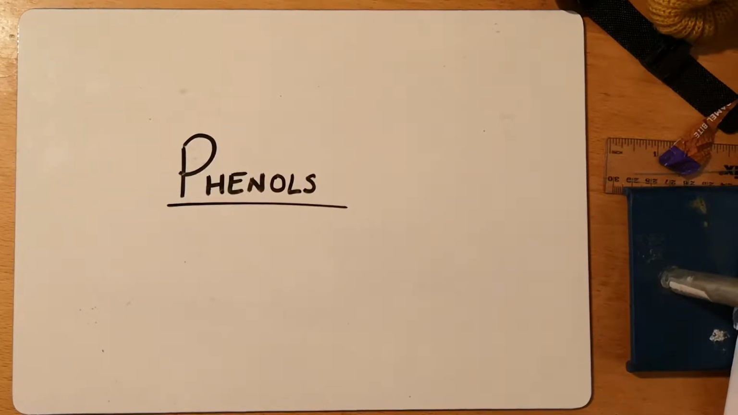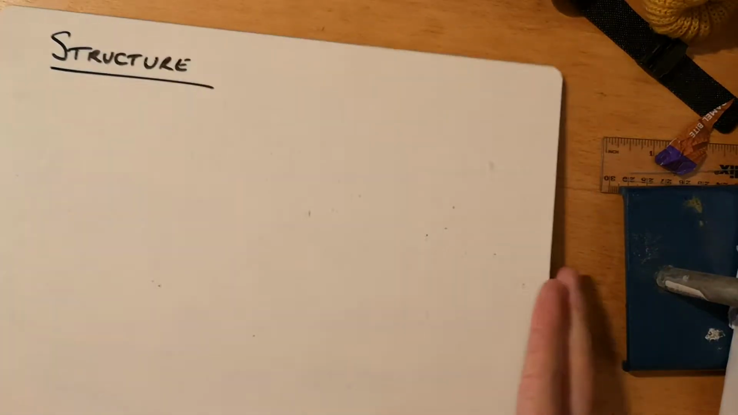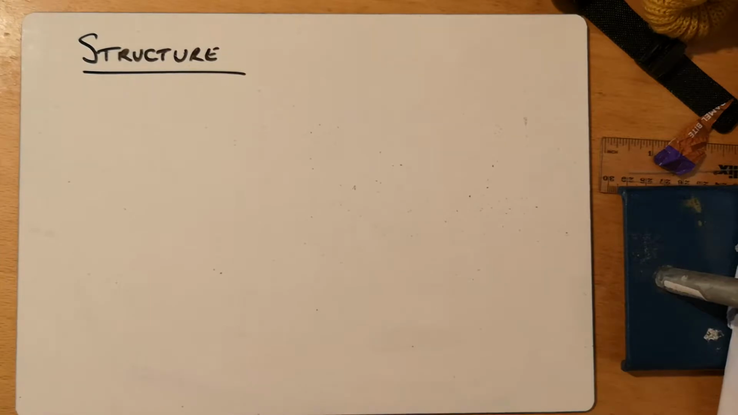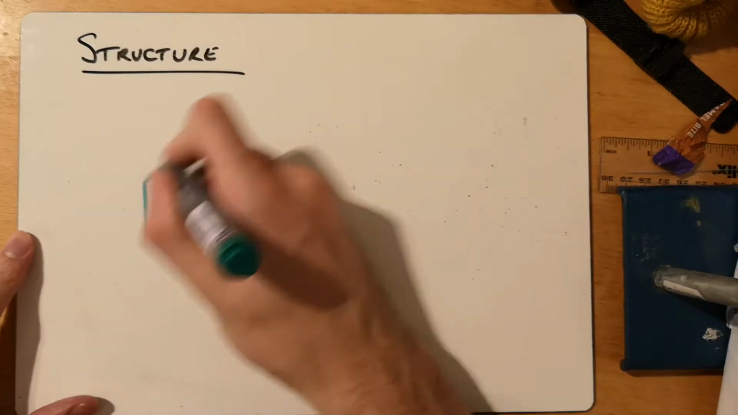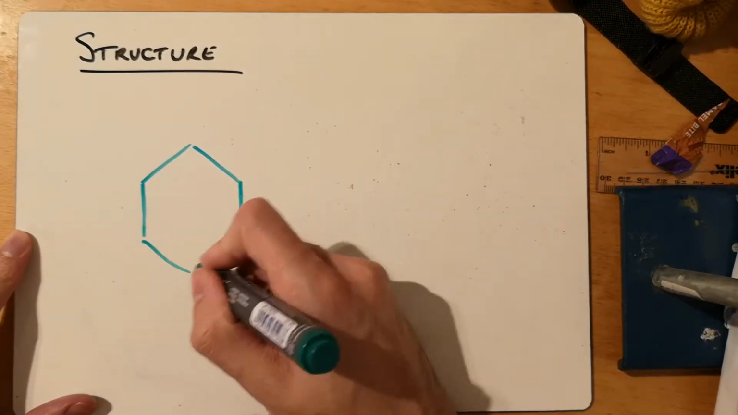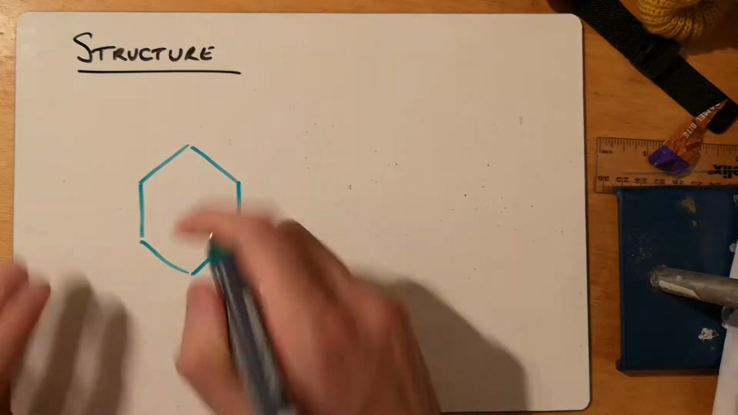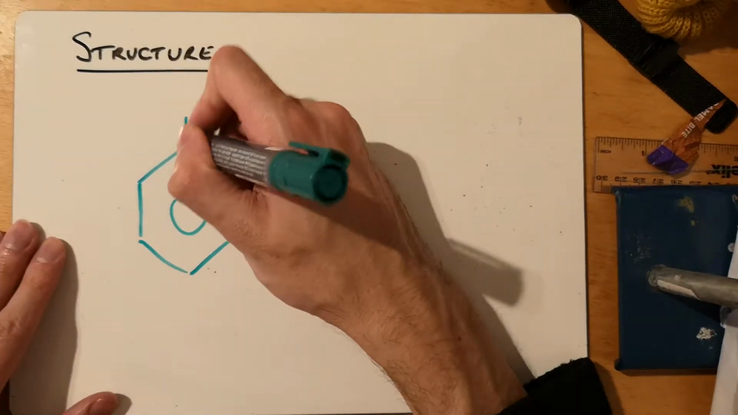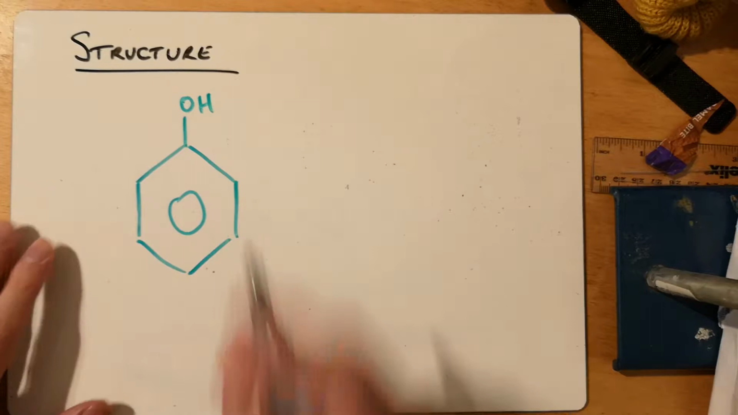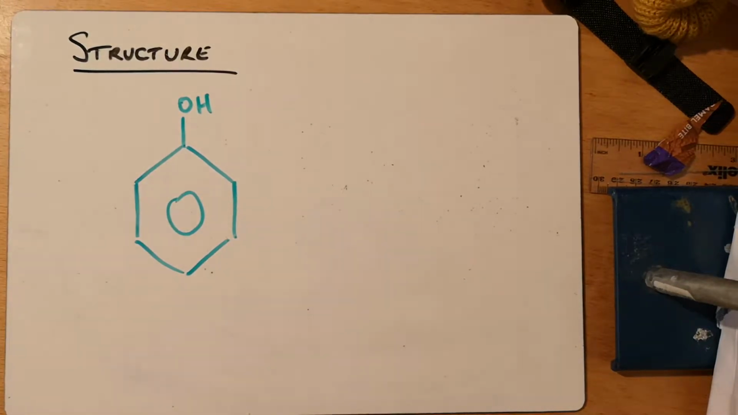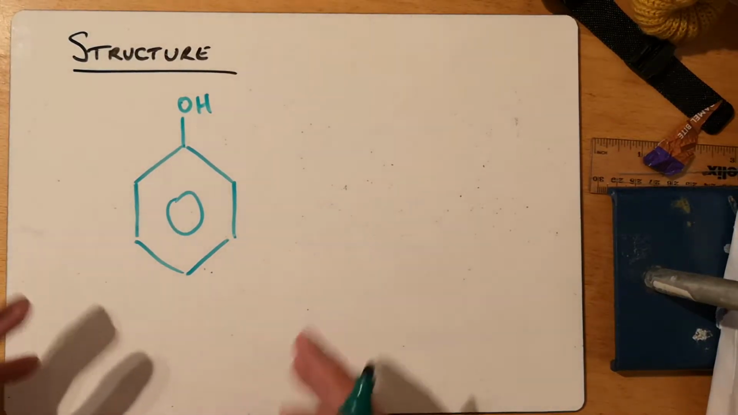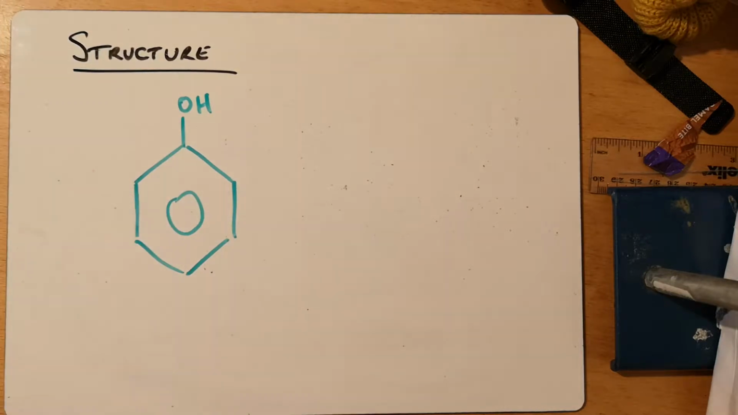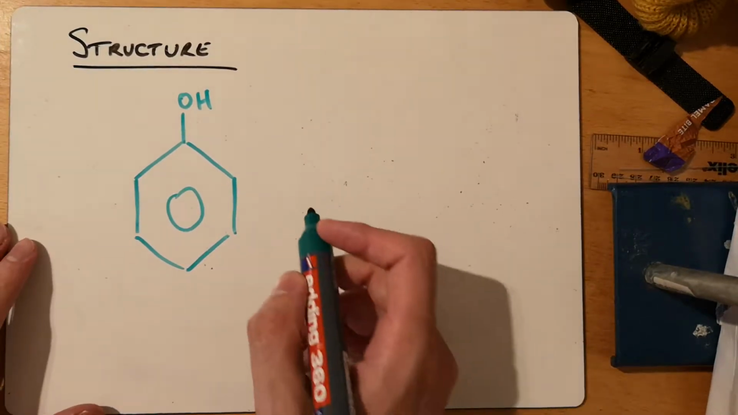Okay, this video is going to be about phenols. Now, phenols are a benzene structure, like we've seen before. So we've got 6 carbons in a ring, some delocalized electrons. They've got an alcohol group on them. Now, the alcohol group is quite a cool group when it's attached to this benzene ring. It's got some interesting properties.